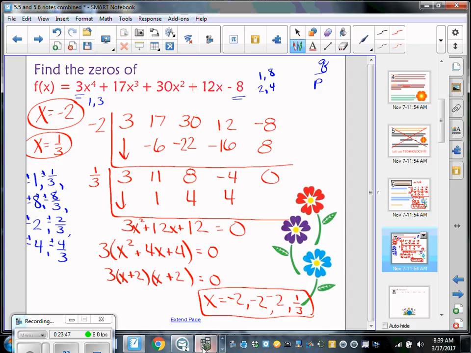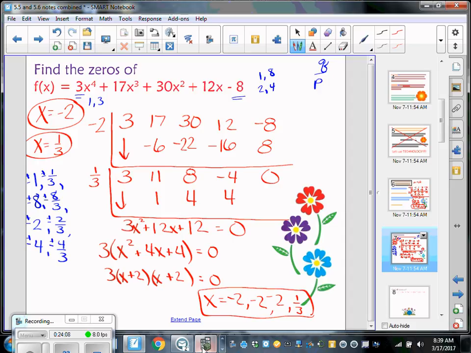So how many possibilities do I have? I have 16 possible answers. So I would have to take my 16 possible answers and try synthetic division and find the ones that work. That's how you do it by hand.